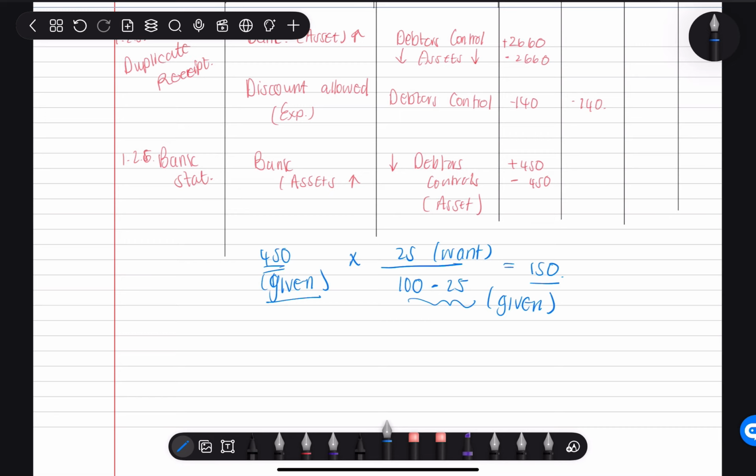So we've got debits, bad debts. So bad debts are increasing. Bad debts is an expense account. Expenses decrease our owner's equity. So therefore we're saying minus 150. And debtors control will also decrease because we will never receive that money. The money we said was ours at the beginning is not ours anymore. So debtors control is also decreasing. Debtors control is an asset, and therefore, minus 150 over there.